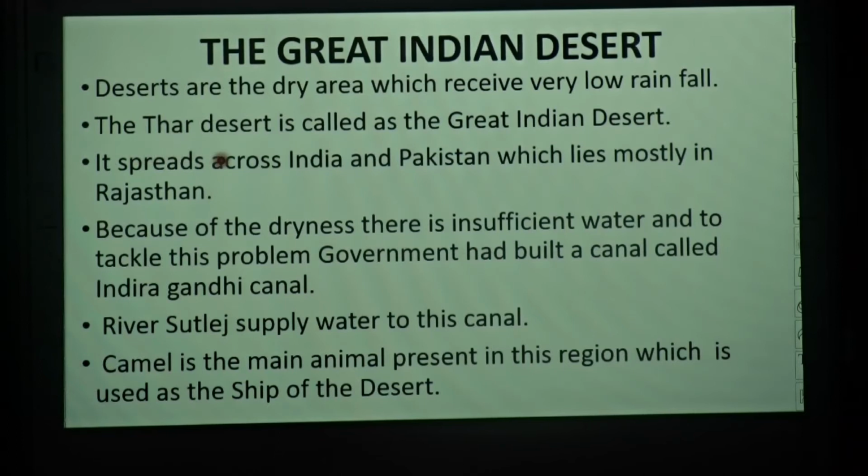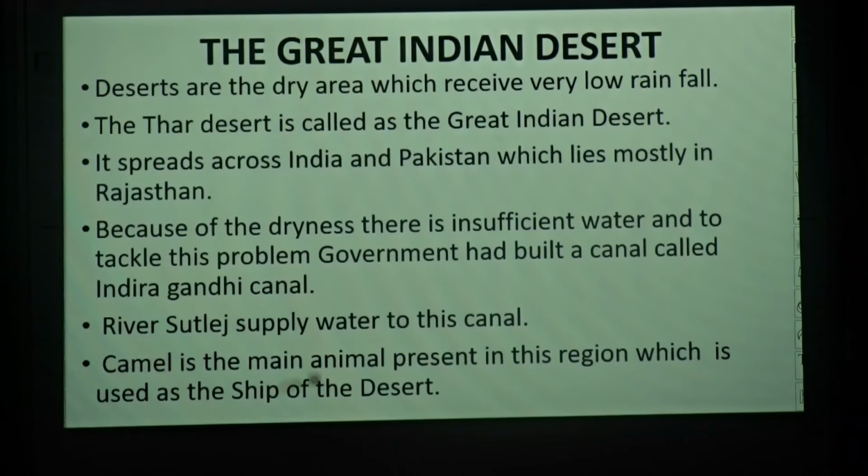Because of this dryness, there was no sufficient water available to the people who live in the Thar Desert. So the government built a canal named the Indira Gandhi Canal, and this canal gets water from the river Satluj.